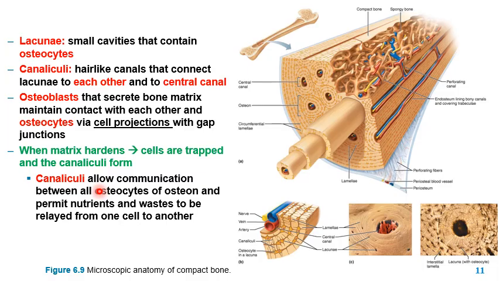Okay, so here it is. We have communication with other osteocytes, and they're going to share nutrients and get rid of waste products by sending it from one room to the next room, next lacuna, and then dump it into the venous circulation.